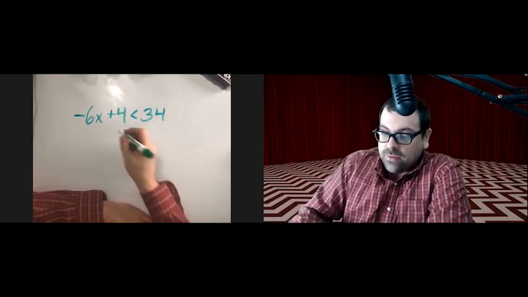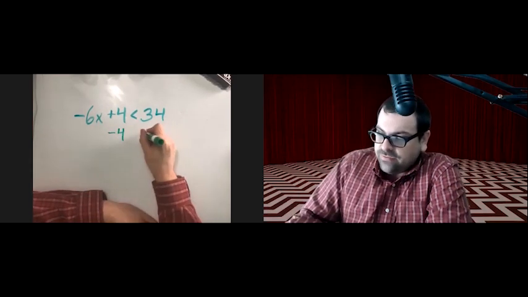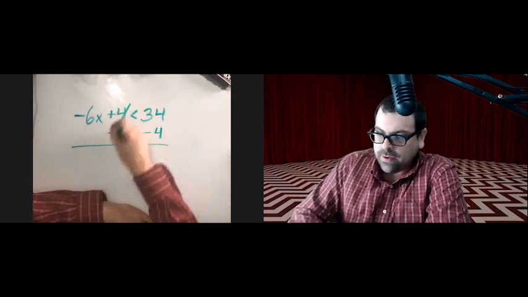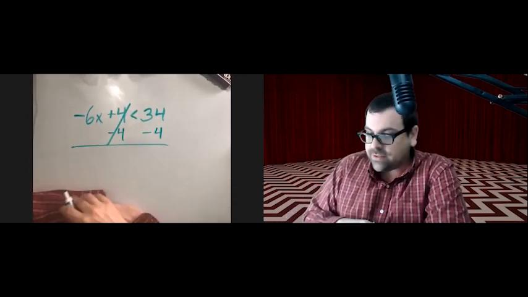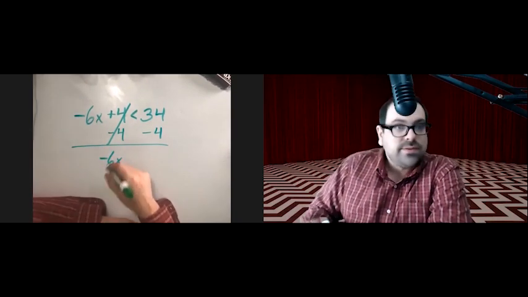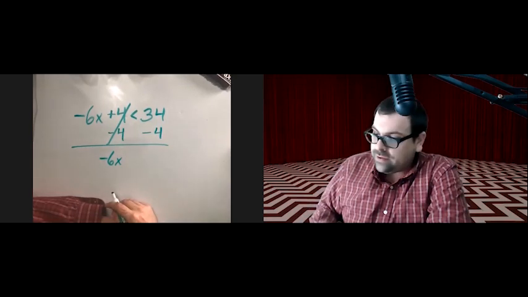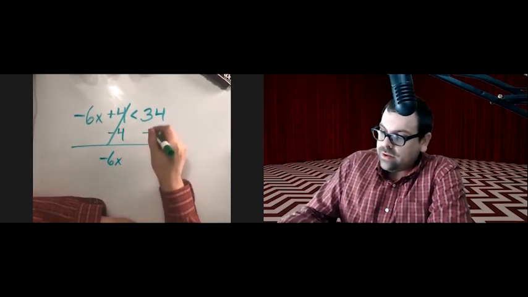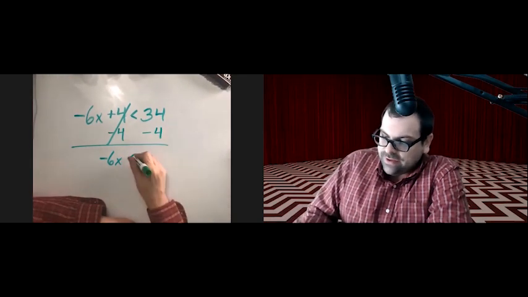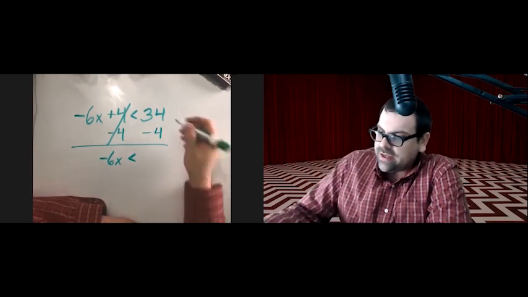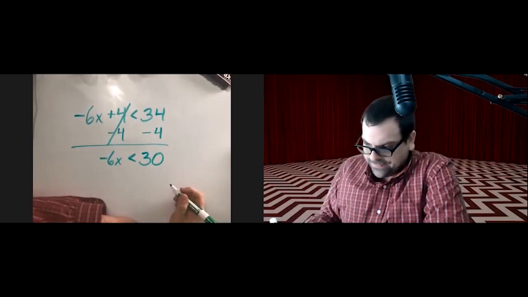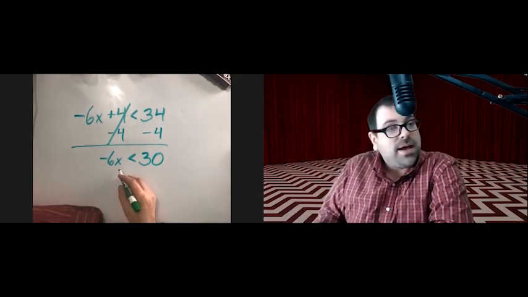Well, I can go ahead and subtract 4 from both sides because I want to keep it balanced. That leaves me with negative 6x on the left. Subtracting 4, that's not multiplying or dividing by a negative. So keep the sign like it is. 34 minus 4 is 30.